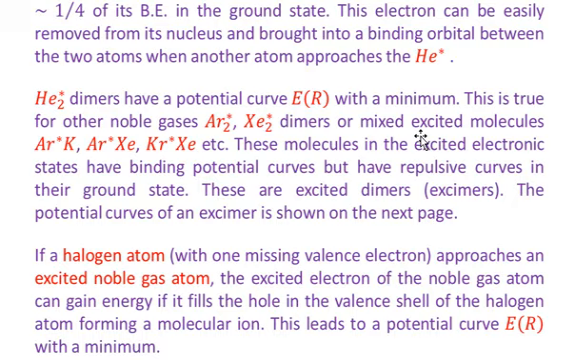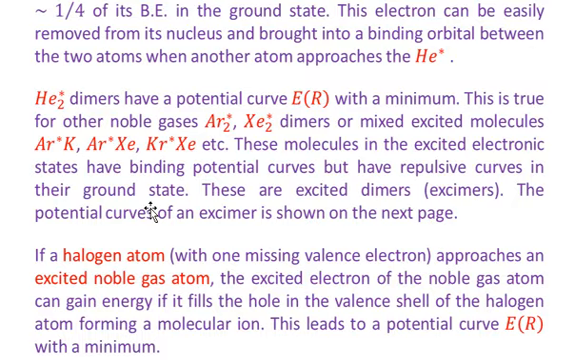These dimers or the mixed excited molecules, for example, argon in the excited state with xenon, krypton in the excited state with xenon, etc. These molecules in the excited electronic states have binding potential curves, but have repulsive curves in their ground states. That is, these excited electronic states which I have shown have the repulsive potential when they are in the ground state.